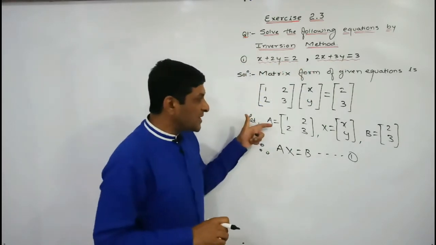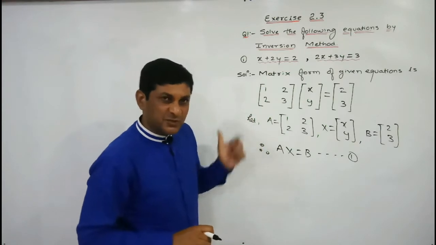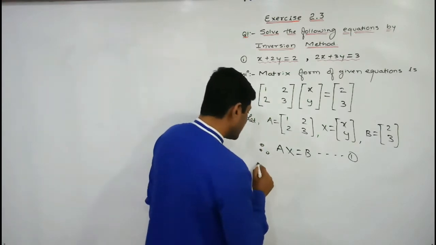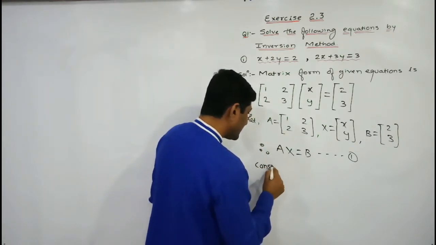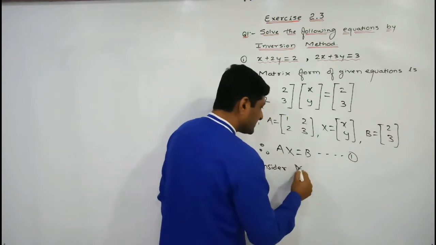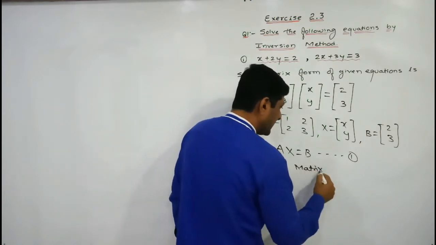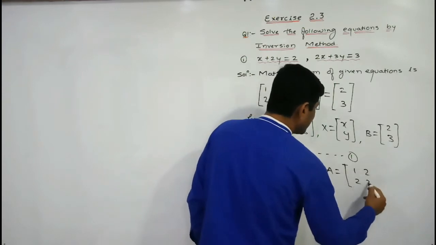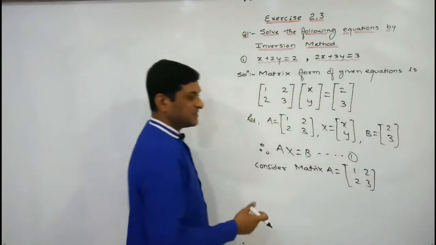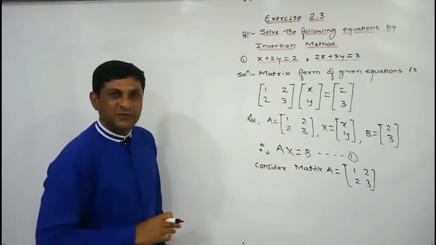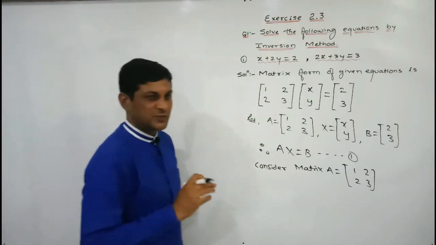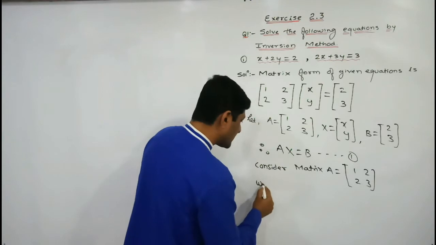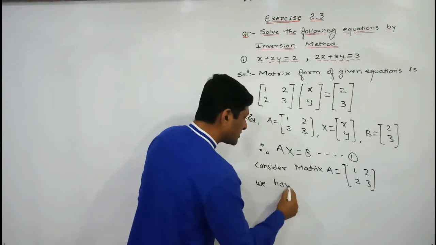So now we are finding the inverse of this matrix. So first consider matrix A, and the elements of this matrix are 1, 2, 2, 3. Now let us try to find its inverse. Better, I am giving priority to finding its inverse by applying row transformation. So in case of row transformation, which condition are we applying?